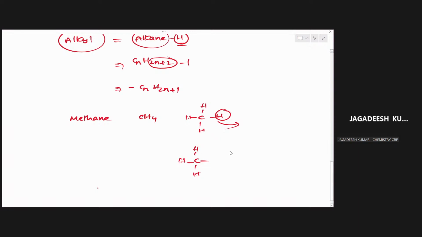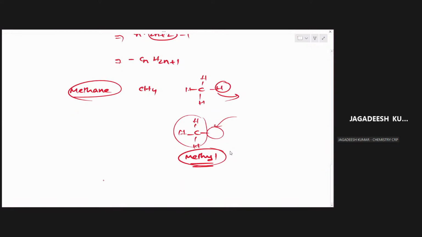So the incomplete part is called methyl. If you are removing one hydrogen from methane, you are getting methyl. And here another substituent has to come. So this can also act like a side chain. Yesterday I told you how methyl comes about.